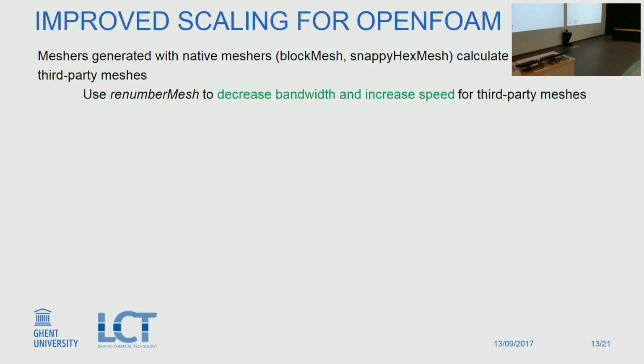For complex geometries, we use Pointwise, and we see that Pointwise meshes, even if they're exactly the same or as close as possible to things that we generated with, for example, snappy, don't scale as well if you don't use the renumberMesh utility. It just changes the order of the numbering of the cells, but it makes quite a big difference in bandwidth and speed if you want to use third-party meshes with OpenFOAM.